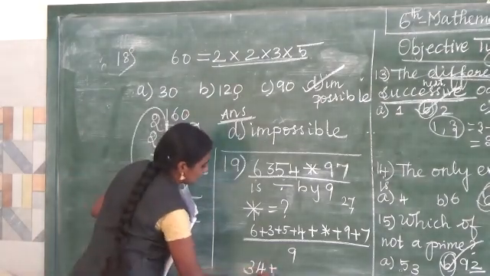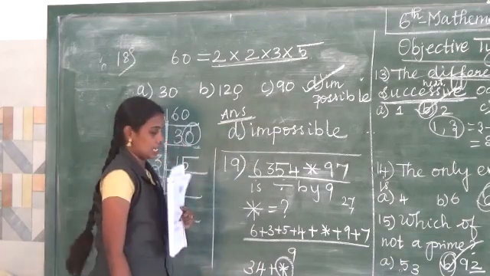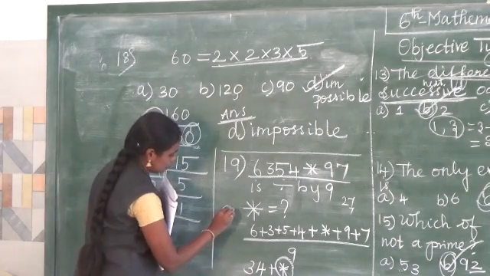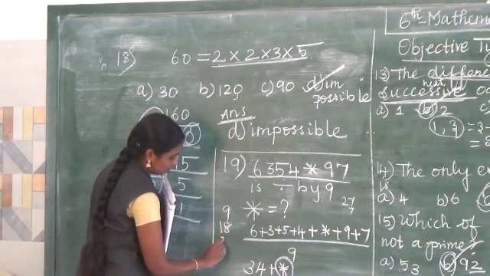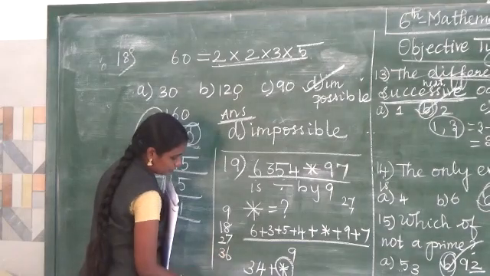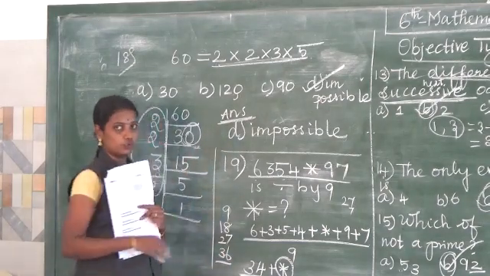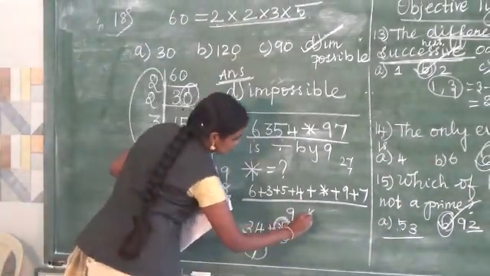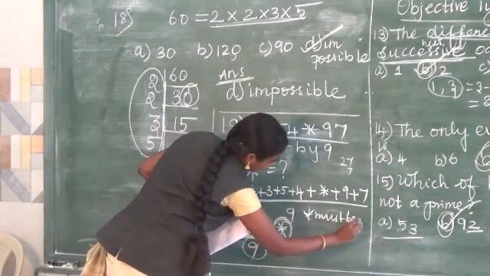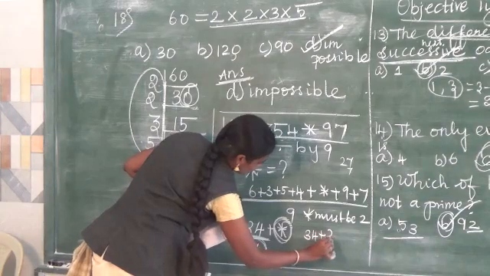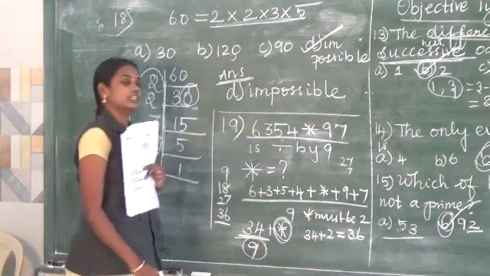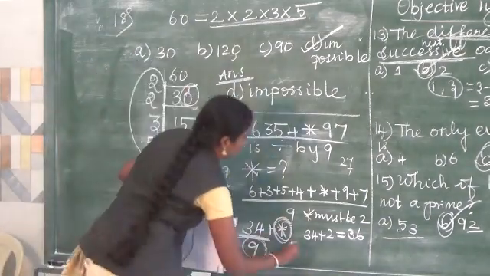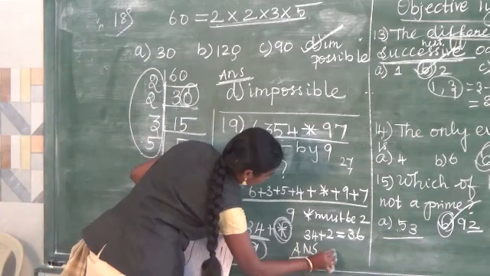So we need to find which number to add instead of the star. If you go in the 9 table, it is very easy. 9 1s are 9, 9 2s are 18, 9 3s are 27, 9 4s are 36. Close to 34 is 36, and if you add 2, you will get 36. So the star must be 2. 34 plus 2 is 36, and 36 is divisible by 9. So the answer is option A, 2.